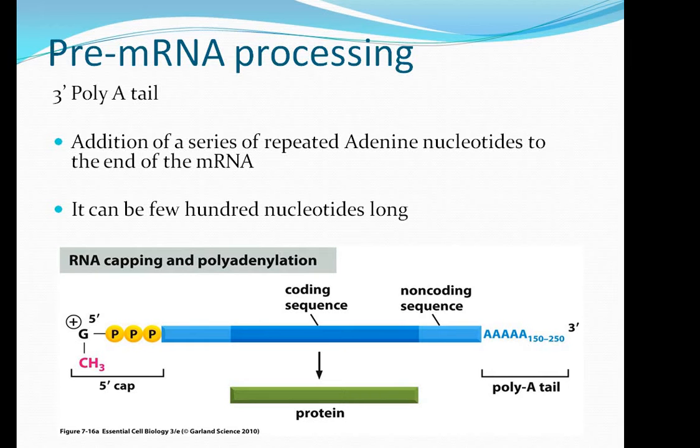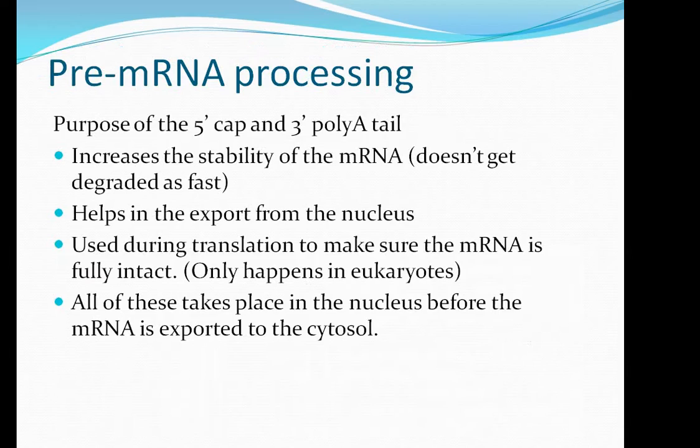So what is the purpose of this modification? This 5' cap and poly-A tail. Why is this necessary? There are lots of purposes, but mainly they are involved in the stability of the mRNA transcript or translation. For example, the 5' cap is added immediately once the mRNA strand is being made.